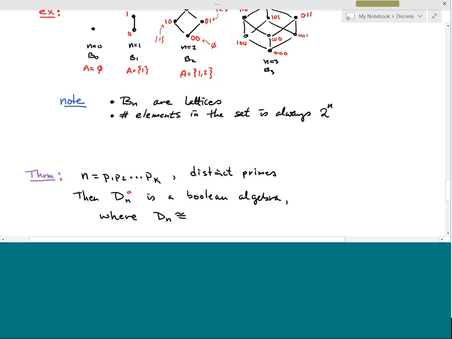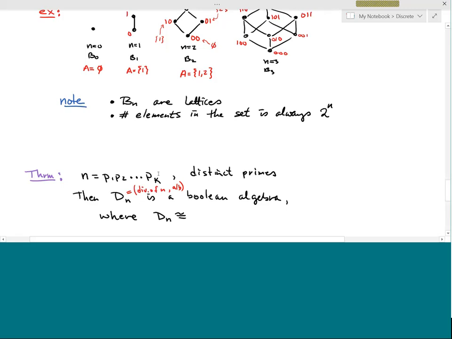So the divisors of n is your building set, and it's ordered by division. That was trying to be the division symbol. It failed spectacularly, so perhaps we ignore the red part. And so you order it by who's a factor of who.